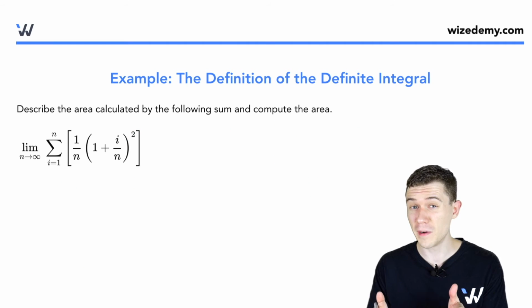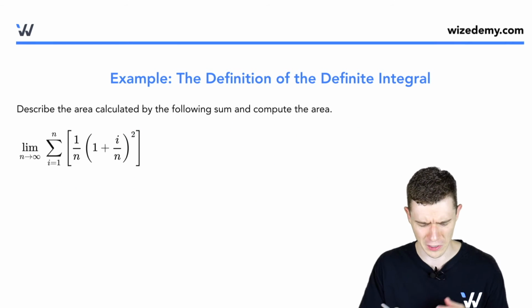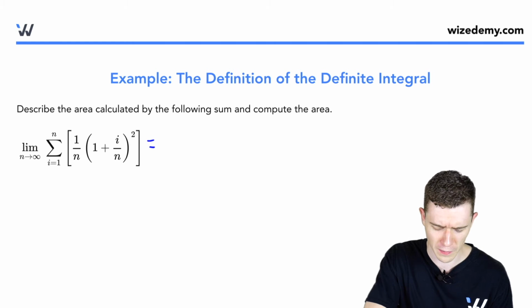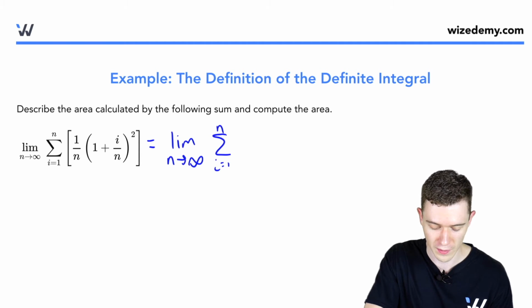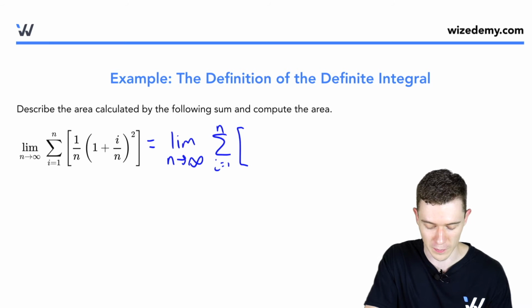Now that we have an idea of what it means, let's compute it. It's going to come down to crunching a bunch of numbers, as well as using some reduction formulas. The limit as n goes to infinity of this sum from i equals 1 to n, and we're going to have to expand this. So we have this 1 over n.